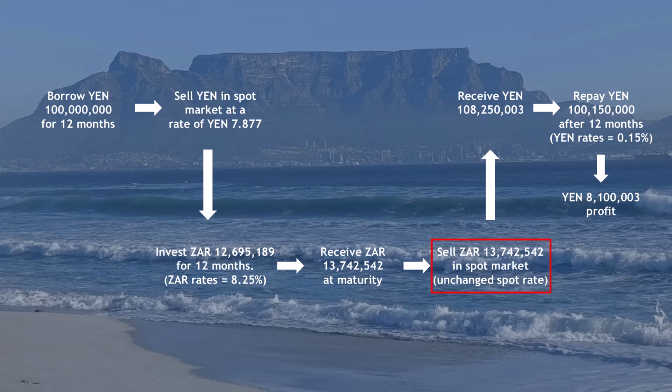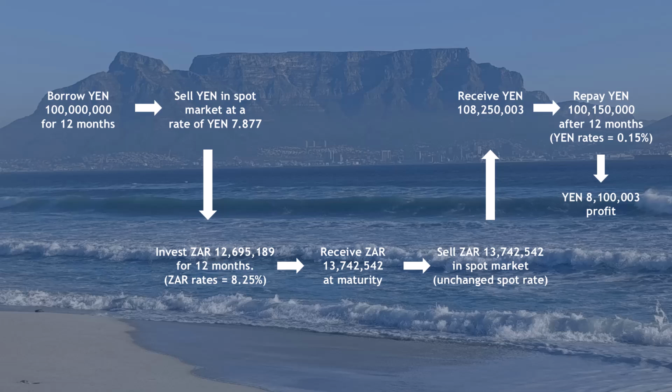The ZAR principal and interest of 13,742,542 is converted back to yen at the prevailing spot rate. If we were to start off by assuming that the spot rate has not changed over the course of the year, the investor receives back yen equal to 108,250,003. This income is then used to repay the yen loan of 100,150,000. The investor is left with a positive balance of 8,100,003 yen. This is about 55,000 US dollars, depending on which exchange rate that you use.